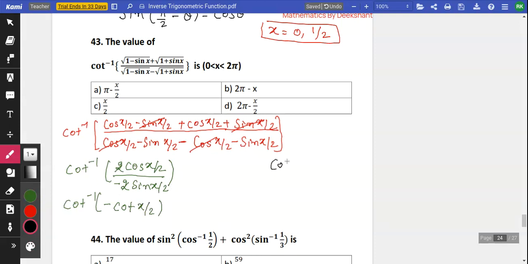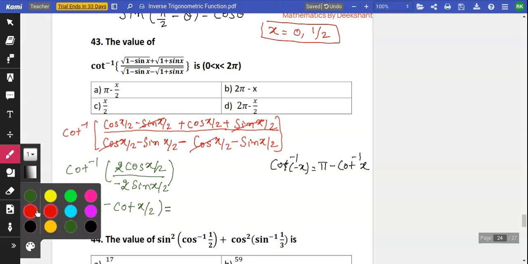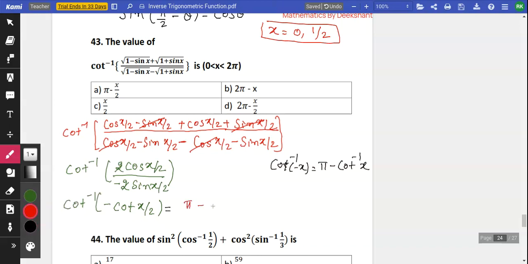Here is a new formula: cot inverse of minus x is equal to pi minus cot inverse x. So we apply this formula to this term and get pi minus cot inverse of cot x by 2. The final answer, after solving, is pi minus x by 2. Therefore the correct answer is option A.